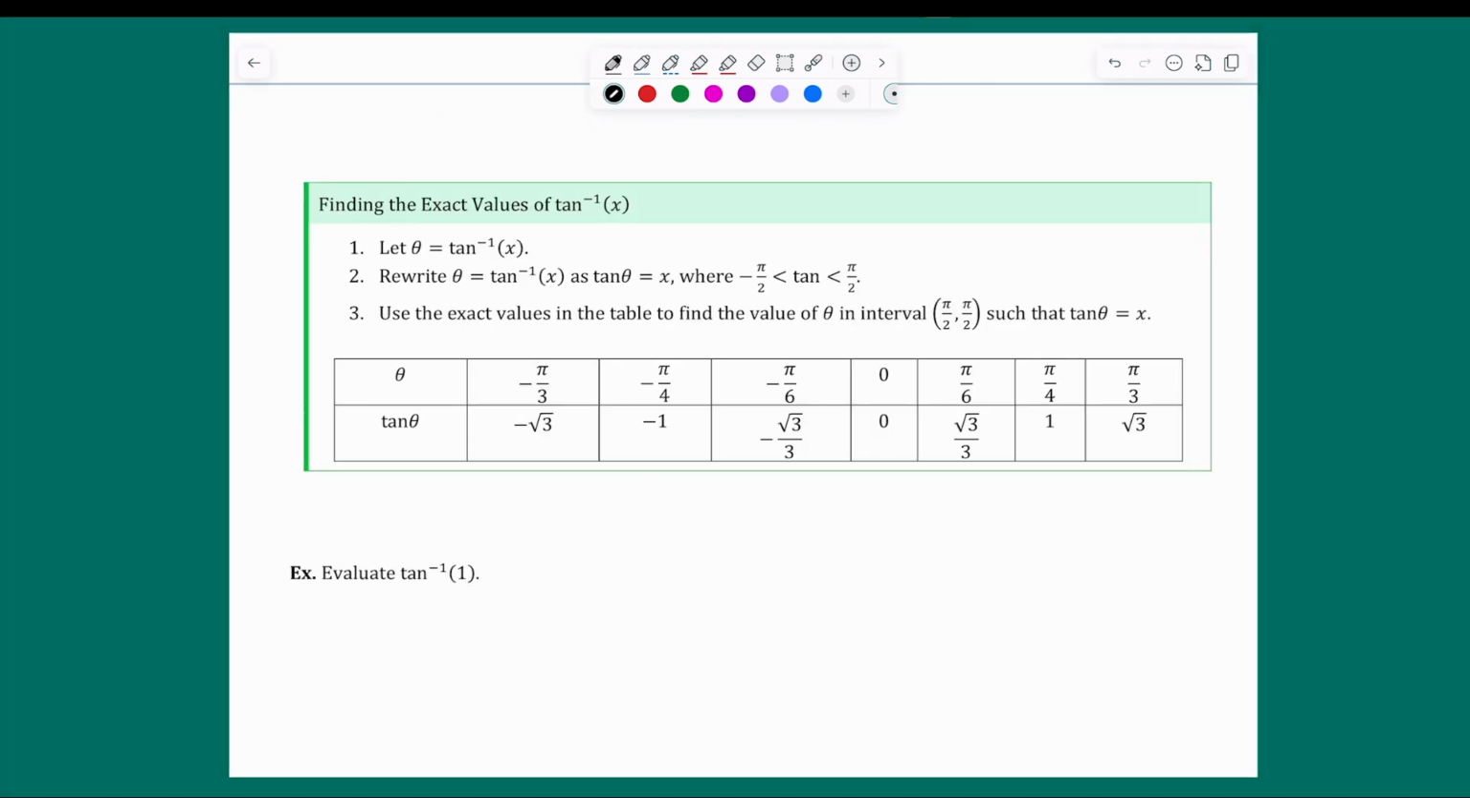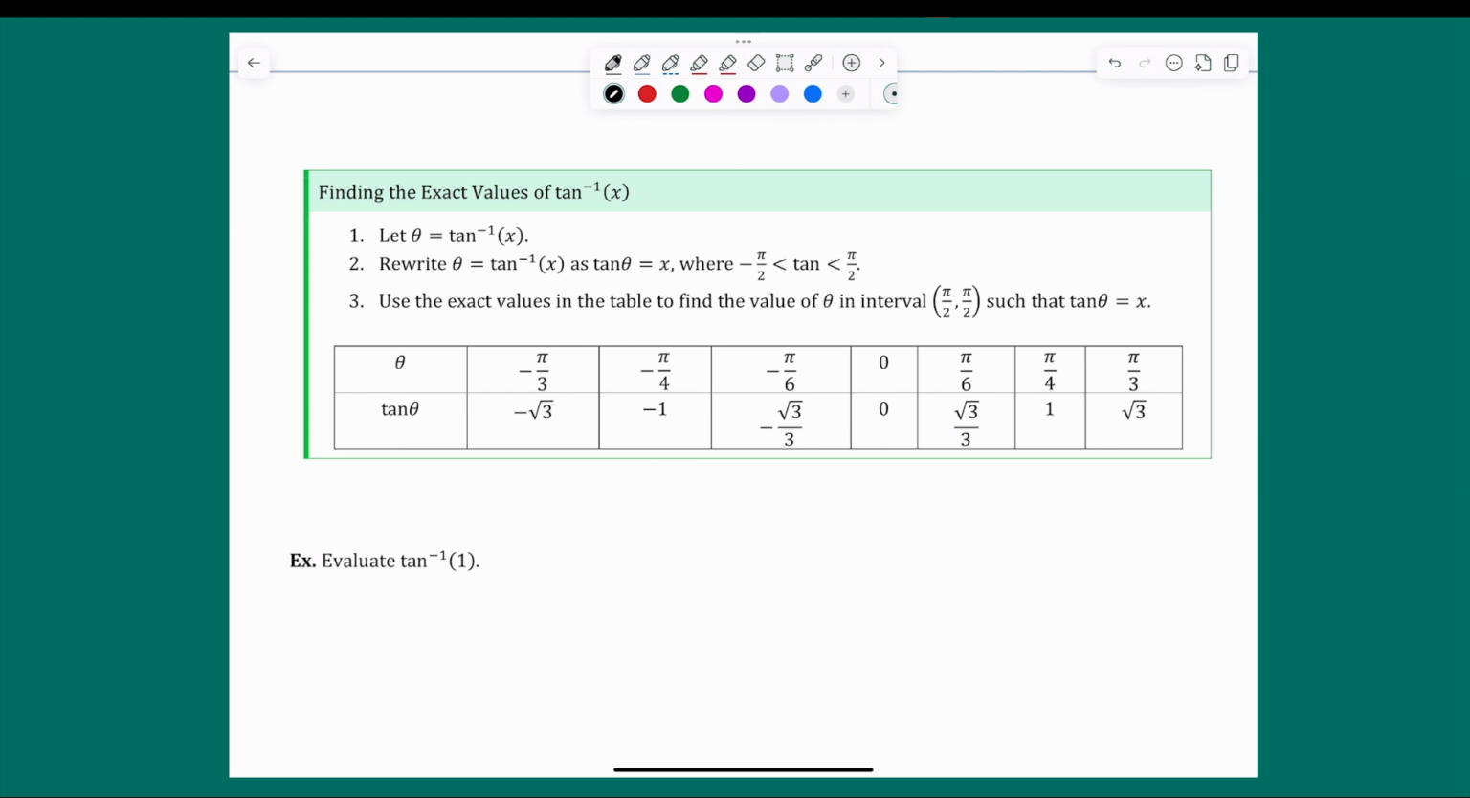All right, so finding the exact values of tangent inverse of x: let theta equal tangent inverse of x. Rewrite theta equals tangent inverse of x as tangent of theta equals x, where theta falls between negative pi over 2 and pi over 2. Use the exact values in the table to find the value of theta in the interval negative pi over 2 to pi over 2, such that tangent of theta equals x.